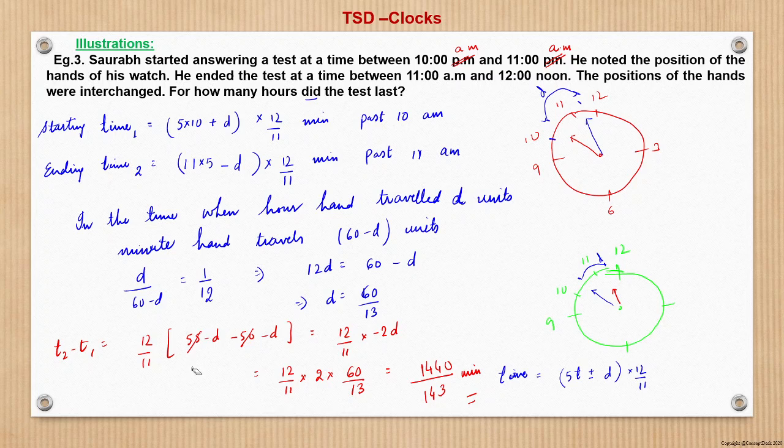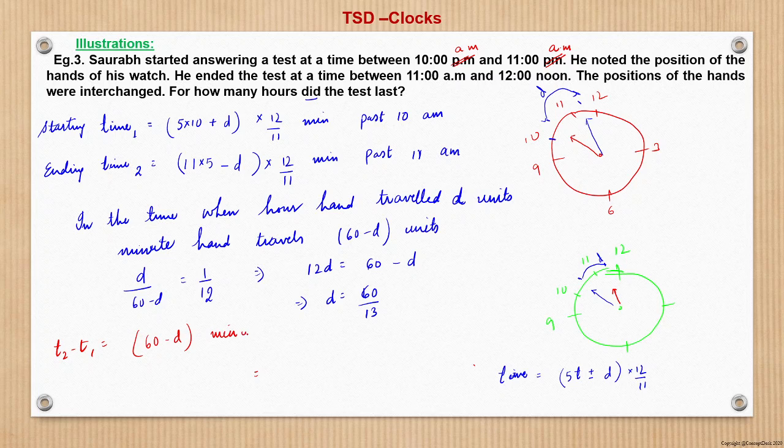However, another way to find that difference is a pretty simple one. That difference can be given by, because see, the difference of the two times is nothing but the time in which the minute hand has covered a distance of 60 minus d units, which is 60 minus d minutes, right? That is the only thing. So that difference of the time will be nothing but 60 minus d minutes.